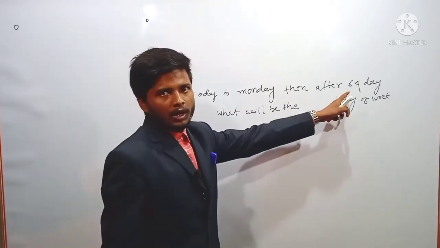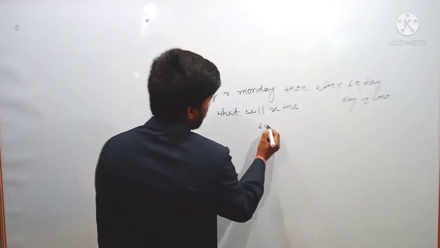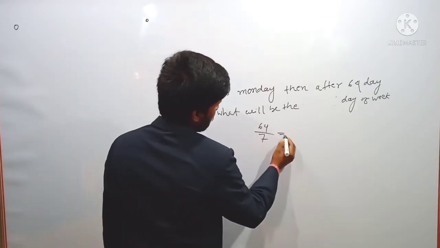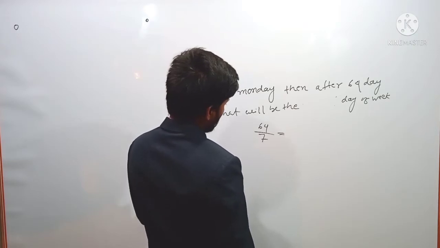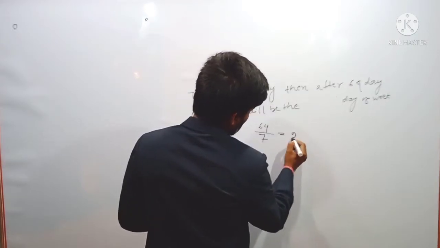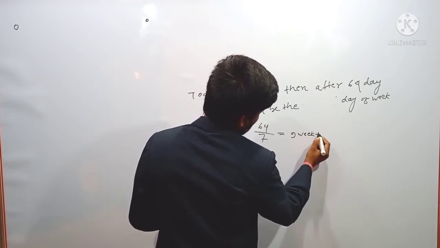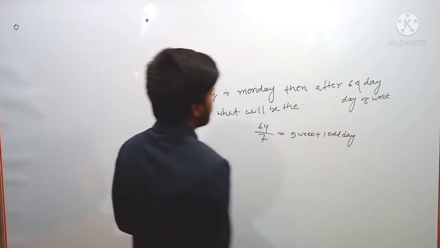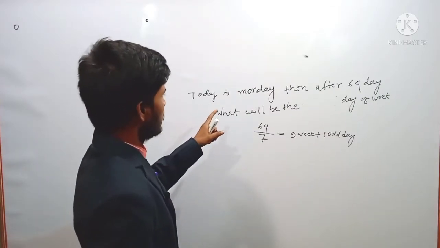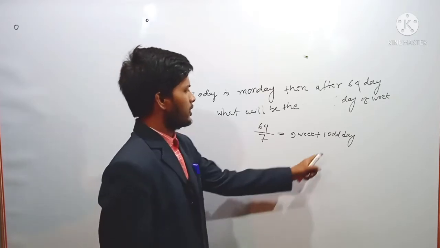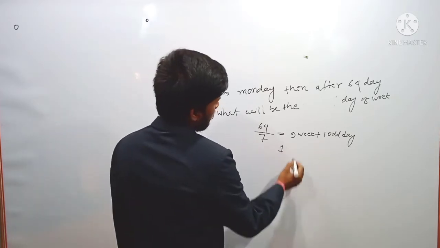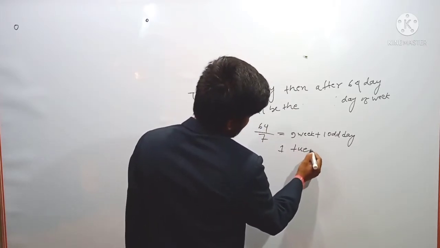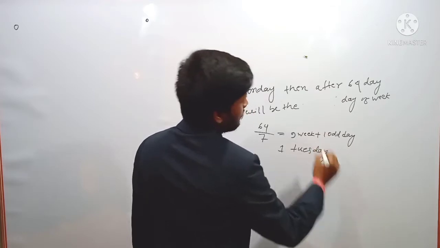So how many days are there? 64 days. If I divide it by 7, then it becomes 9 weeks plus 1 odd day. If today is Monday, then the remainder is 1. Then after 64 days, it will be Tuesday.